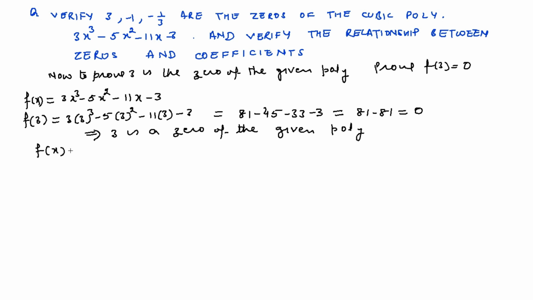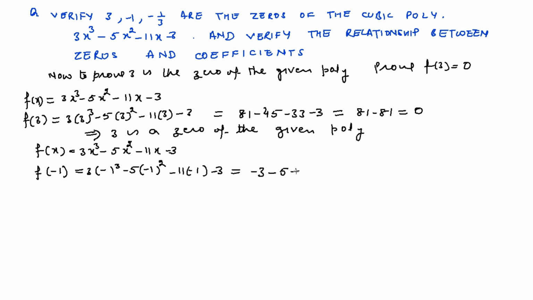So f(x) is equal to 3x cube minus 5x square minus 11x minus 3. Write minus 1 instead of x. You will have f(minus 1) is equal to 3 into (minus 1) cube minus 5 into (minus 1) square minus 11 into (minus 1) minus 3. It means this is equal to minus 3 minus 5 plus 11 minus 3, which is equal to minus 11 plus 11, is equal to 0. So f(minus 1) is equal to 0. So it implies minus 1 is a zero of the given polynomial.